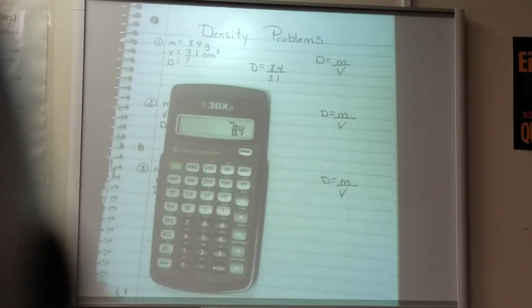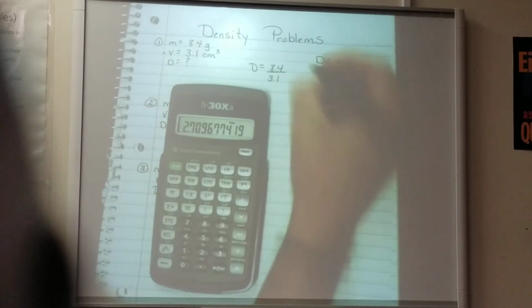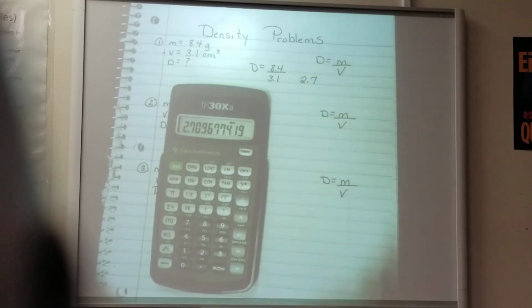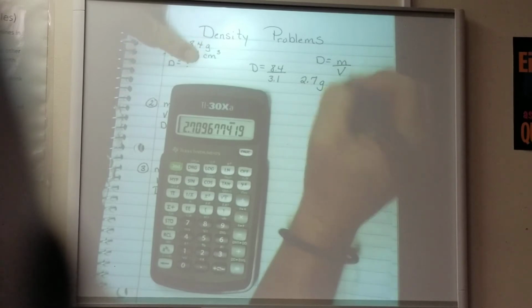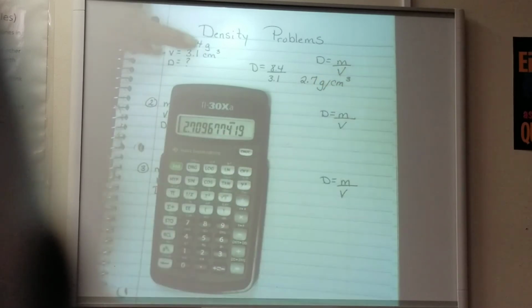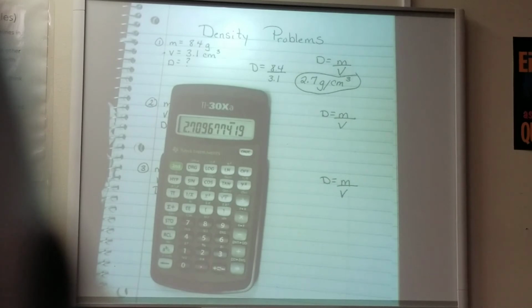So 8.4 divided by 3.1. Okay, now we're still paying attention to sig figs. So I've got 2 sig figs here, 1, 2. I've got 2 here, 1, 2. So my answer needs 2. So 1, 2, the 0 doesn't bump the 7 up, 2.7. And my units are grams over volume, just like here, mass over volume. And you just take whatever units were being used over here to make your density units. And I'll go ahead and circle that. Okay, so that's example problem number 1.